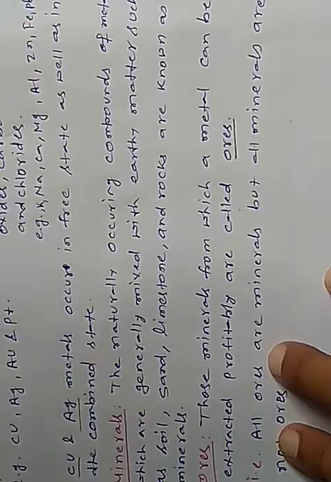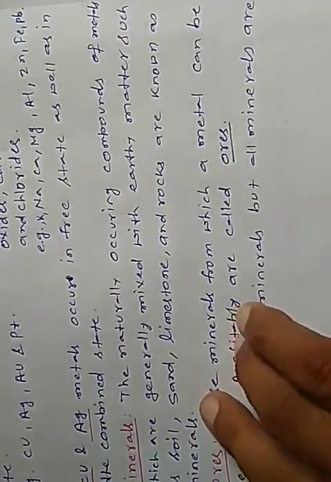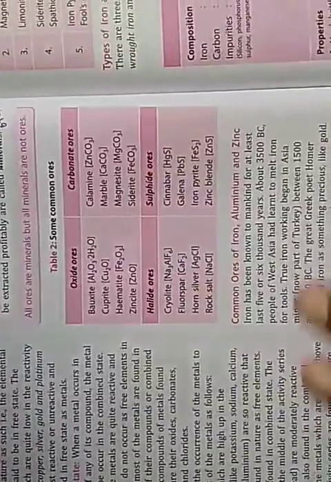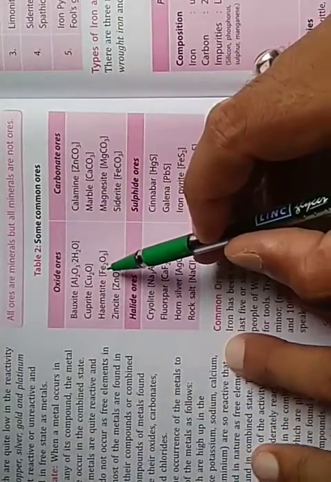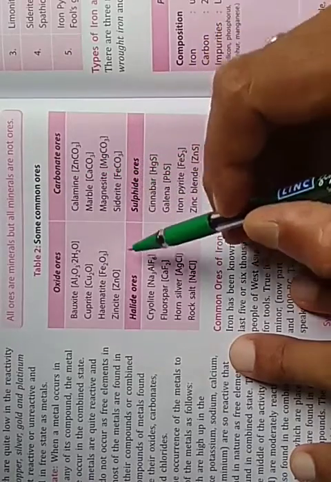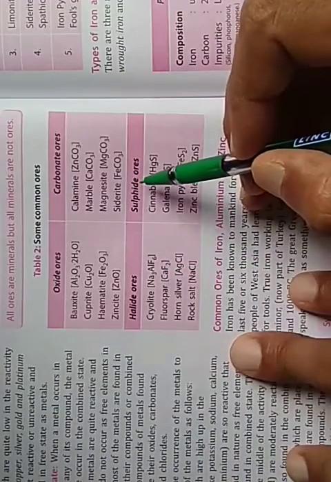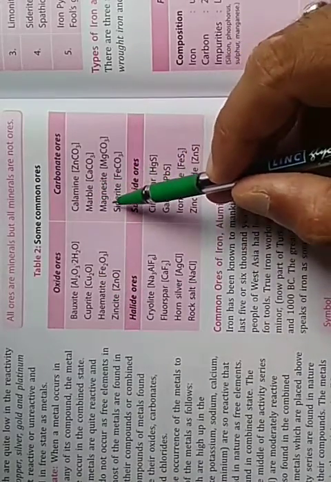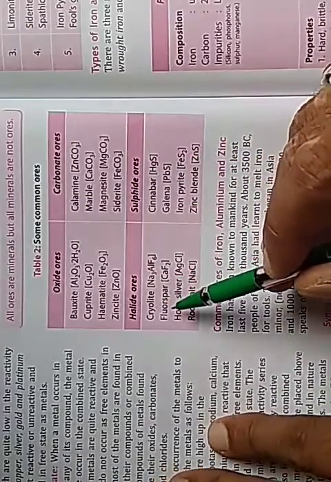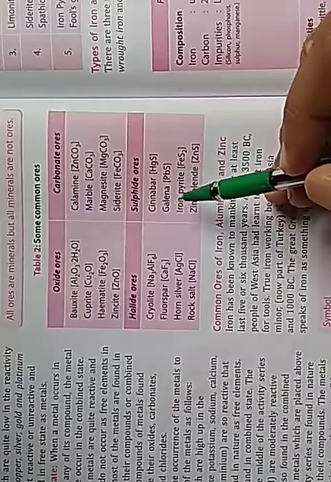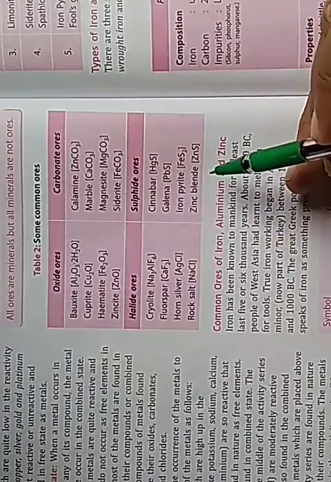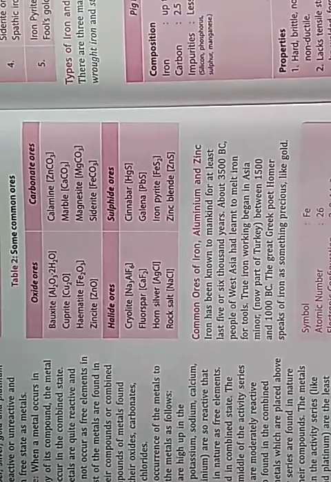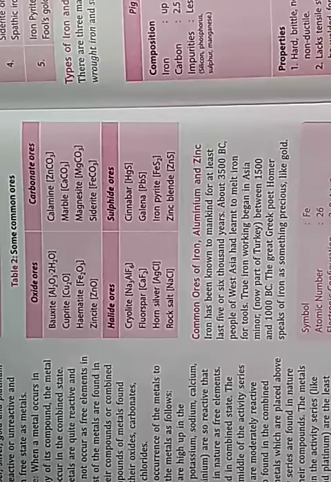As for examples, some common ores are oxide ores in this column, carbonate ores in this column, halide ores in this column, and sulfide ores in this column, such as bauxite, cuprite, hematite, zincite, calamine, marble, magnesite, siderite, cryolite, fluorspar, horn silver, rock salt, cinnabar, galena, iron pyrite, zinc blende. These are all the ores from which we can easily or profitably extract the metals.